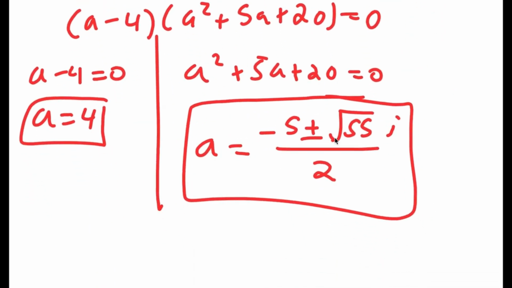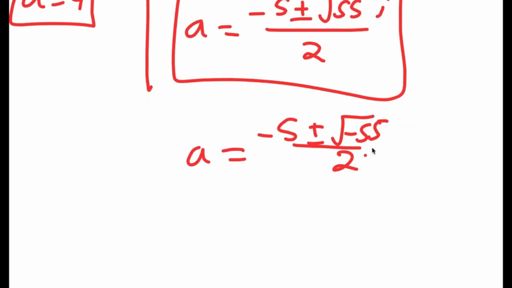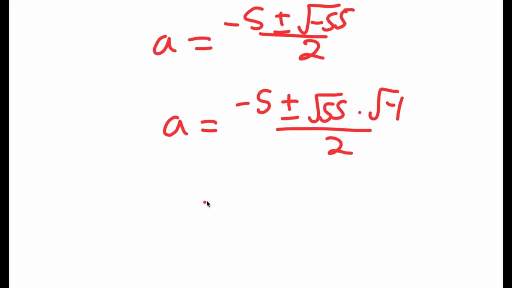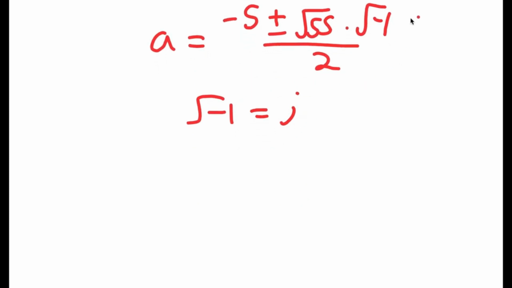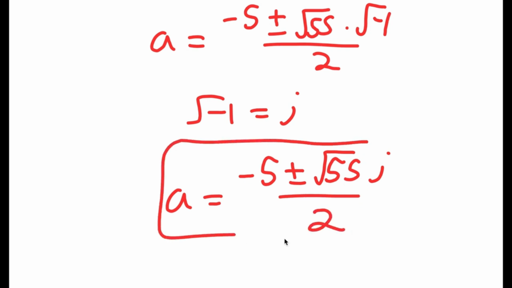And the reason, actually what you should get is a equals negative 5 plus or minus the square root of negative 55 over 2. And the square root of negative 55, I can rewrite that as the square root of 55 times the square root of negative 1. And if you guys didn't already know, the square root of negative 1 is equal to the imaginary number i. So if I replace the square root of negative 1 with i, I get a is equal to negative 5 plus or minus the square root of 55 i over 2. So that's how I got the square root of 55i.